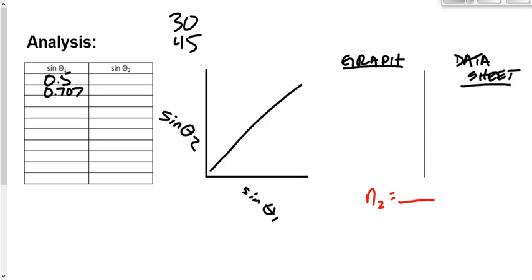So you're going to have a value from the graph. You're going to have a significance of the slope, which is going to take you to the meaning, or which is going to take you to how to find the index of refraction. And then you're going to calculate that index of refraction from the significance of the slope and the number for the slope that you got for your sine theta 2 versus sine theta 1 graph. Make sense?